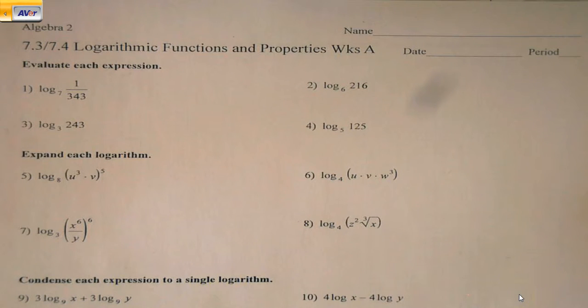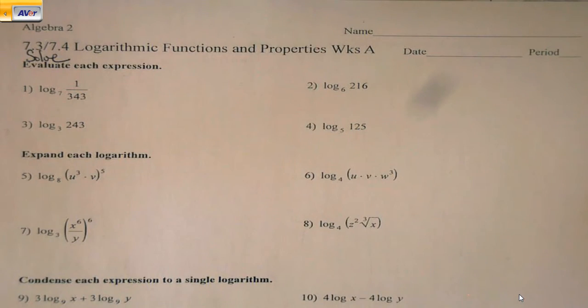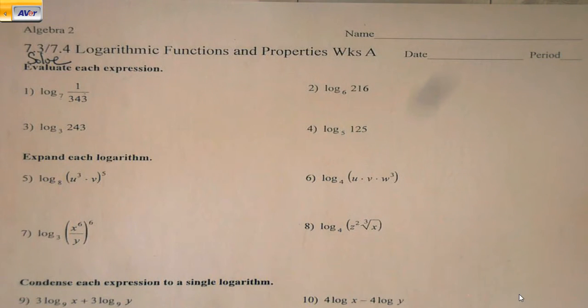All right, so day 2 in our logarithmic properties, functions that spend a little bit longer. So first things first, evaluate each expression. Evaluate is a fancy way of saying solve it. So when we're doing these, for most of them, I'm not going to expect off the top of your head that you're going to know 7 to what power is 1 over 343. I'd even have to stop and kind of pause for a minute.